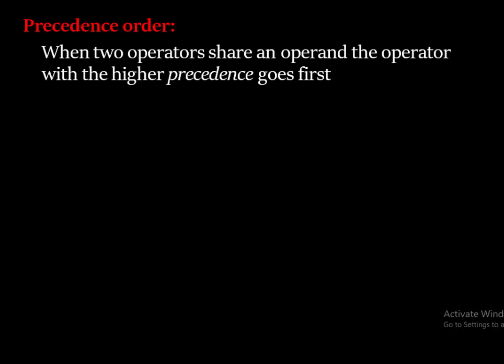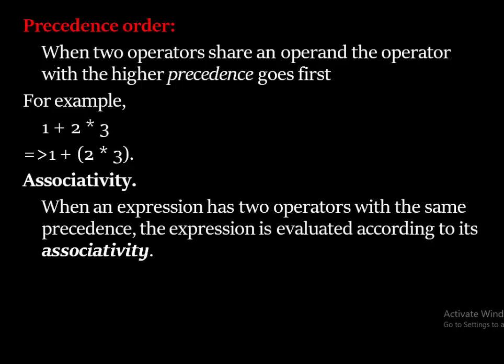As I told, the operator which has the highest precedence will be evaluated first. Again, this is an example. When an expression has two operators with the same precedence, to evaluate that expression, what are we going to use? We will use associativity, which tells from which direction the operator has to be evaluated. So for that purpose, we are using associativity.